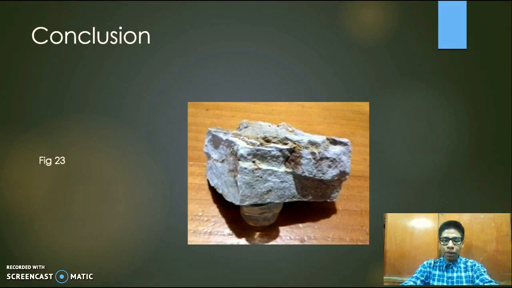These also have great economic importance, because one example of the sedimentary rocks is the rock of uranium. Uranium is very important for nuclear energy.